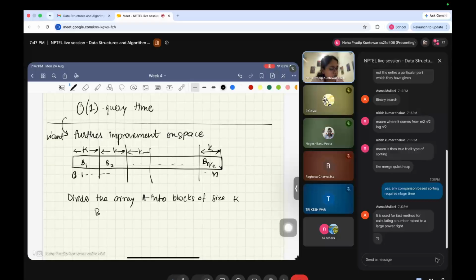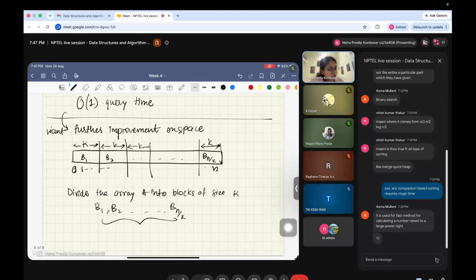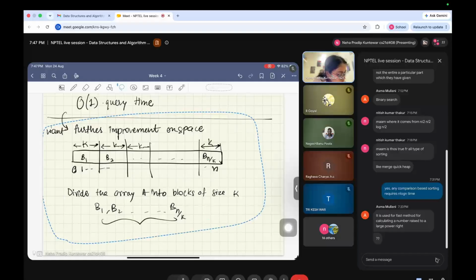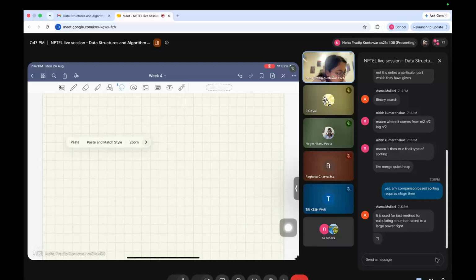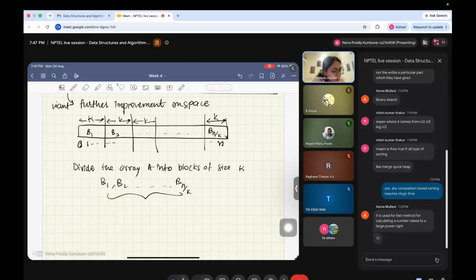Okay, and let us say that b1, b2, up to b n by k, these are the blocks that we have. Now suppose you are going to introduce a data structure. You're going to use some extra space. The extra space does the following. So I'll call this array A.